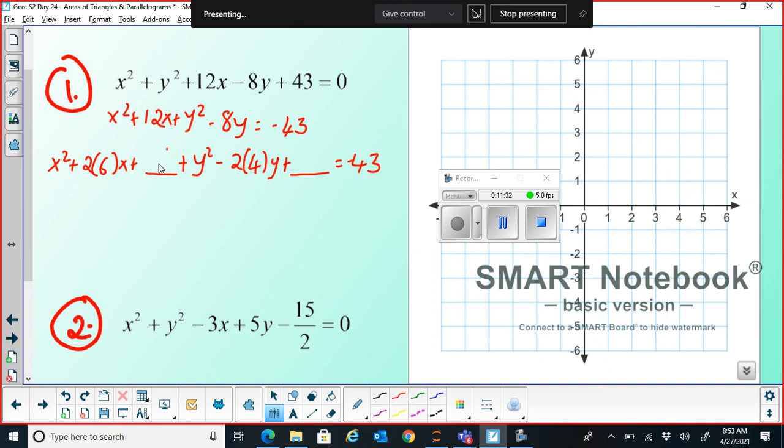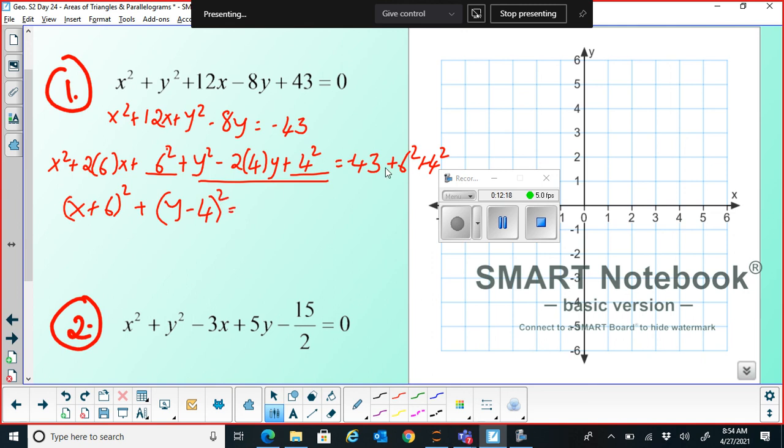Here I need to add 6 square and here I need to add 4 square. Plus 6 square plus 4 square. This is in the form a square plus 2ab plus b square. Here, x square plus 12x plus 36 can be written as x plus 6 whole square. And these three terms can be written as y minus 4 whole square.